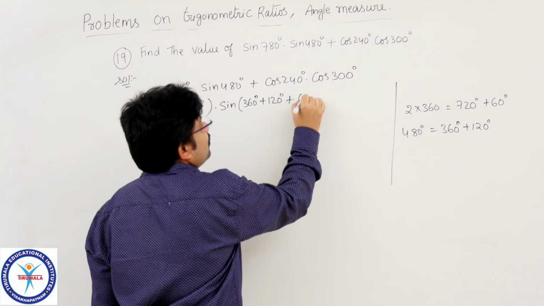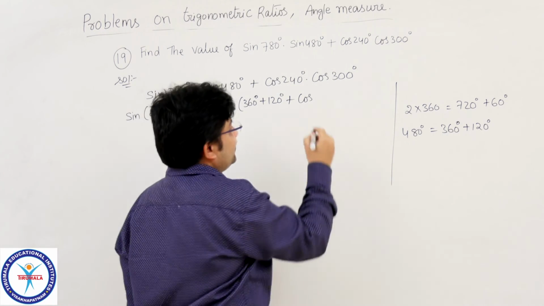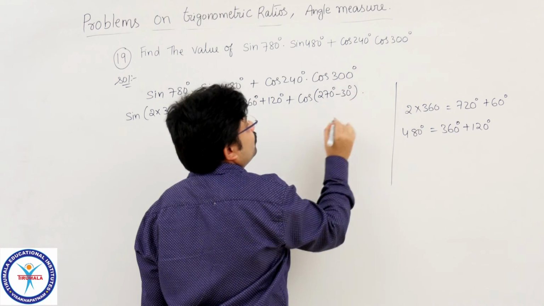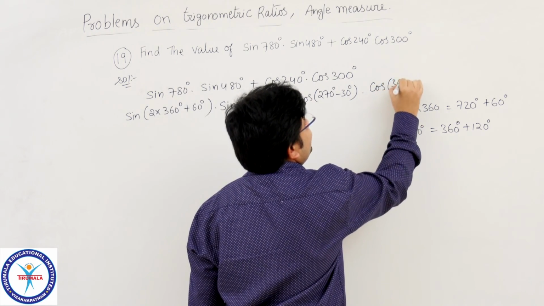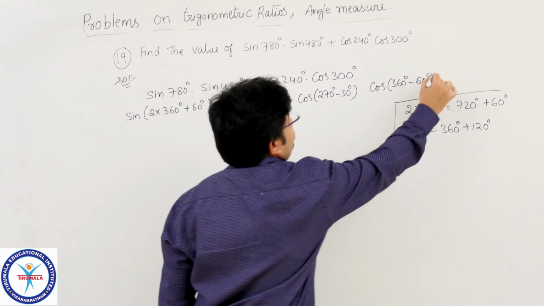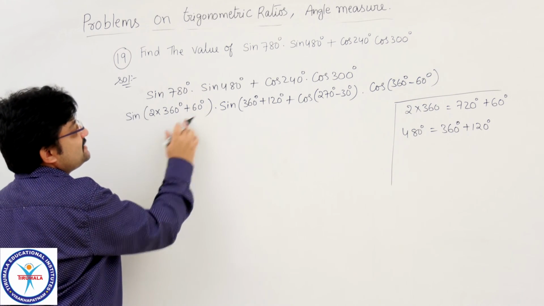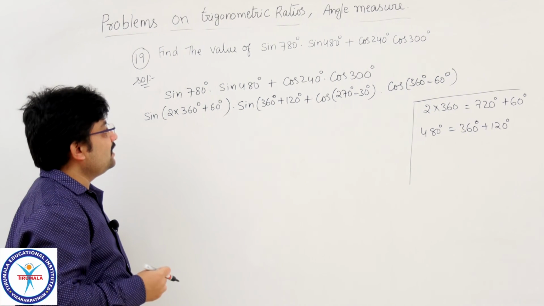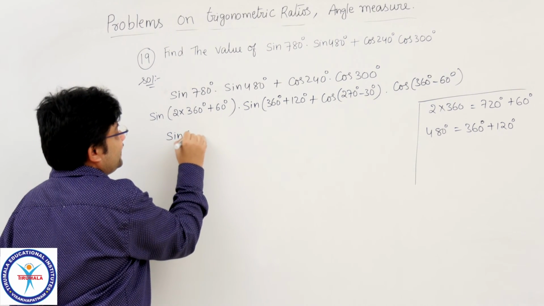plus cos 240 degrees. 240 degrees means 270 minus 30, into cos 300. Cos 300 can be written as cos of 360 degrees minus 60 degrees. Now here it is in the form of sin of 2n plus theta. We know that sin of 2n plus theta, where n is 360 degrees here, is sin theta, so it is sin 60 degrees.